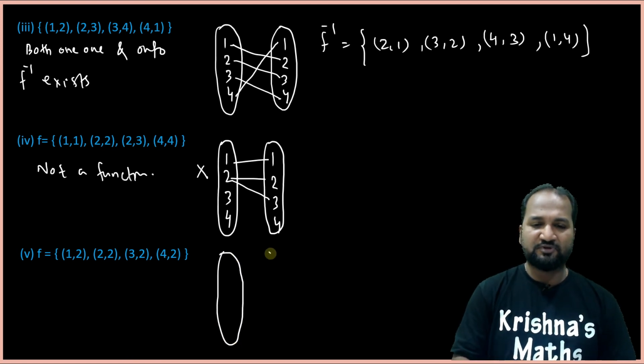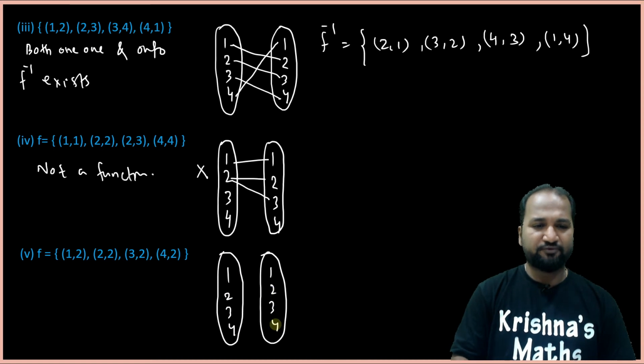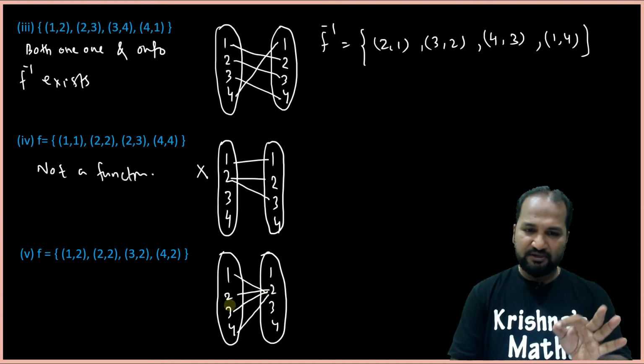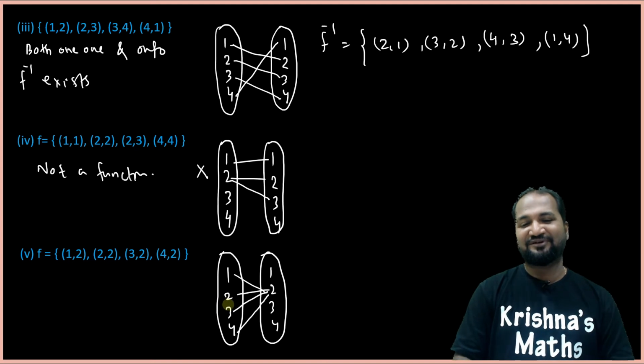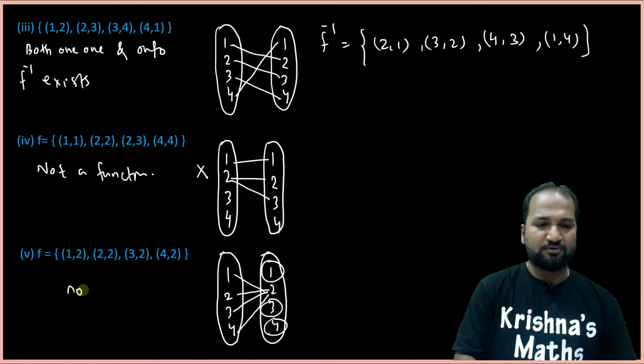Now the fifth one, let us draw the mapping diagram. From here you will clearly notice, 1 2 3 4 and this is 1 2 3 4. The image of 1 is 2, the image of 2 is also 2, the image of 3 is 2, and the image of 4 is also 2. This is a function, one-one but not onto. Why? Because there are 1, 3 and 4 which do not have any pre-image, not onto, therefore not bijective.